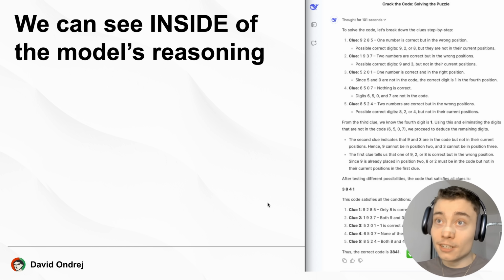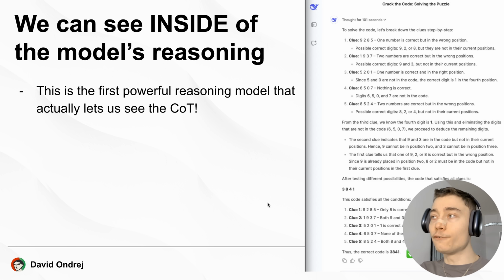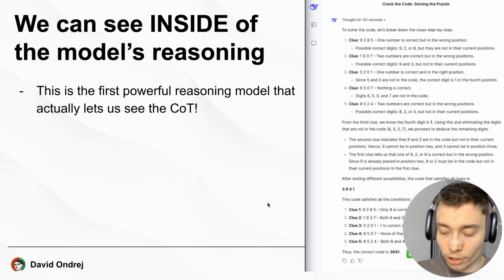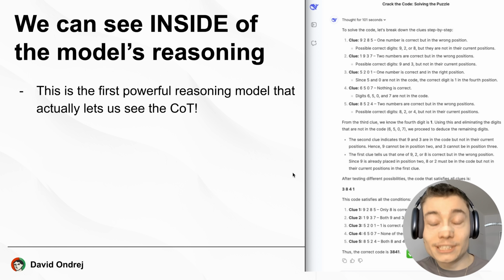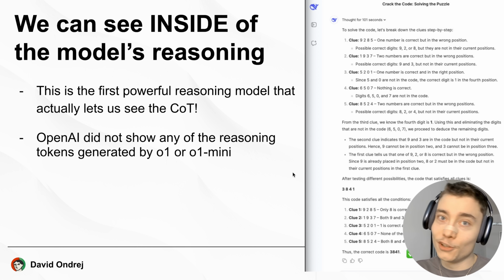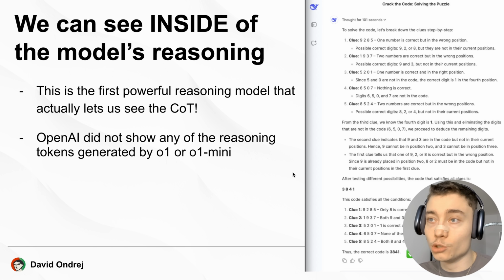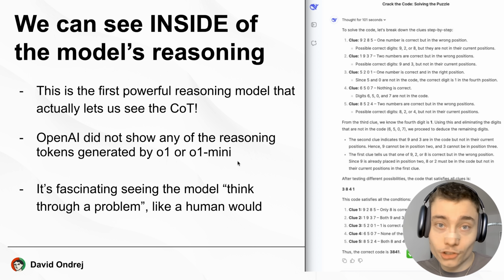This is just insane. And not only that, we can also see inside of the model's reasoning. This is the first super powerful reasoning model that lets us actually see the chain of thought. We can see that it thought for 101 seconds, and we can see the mistakes it made, and so on. OpenAI, of course, doesn't show any of that. Even though you're paying for the reasoning tokens, you cannot see them if you're using O1 or O1 Mini. There is just something magical about seeing the model think through a problem just like a human would.